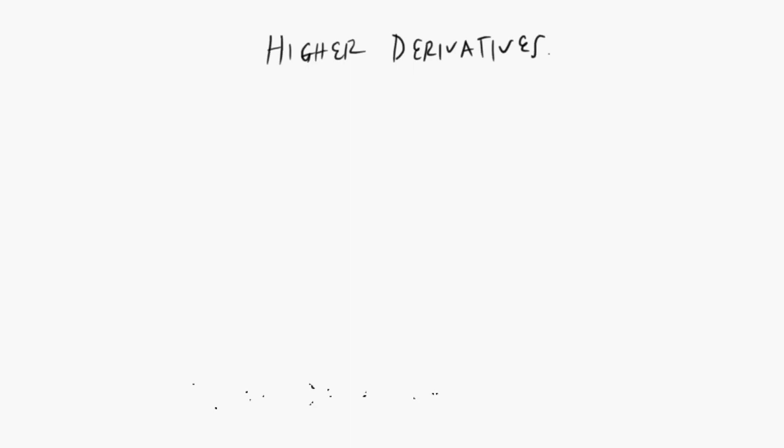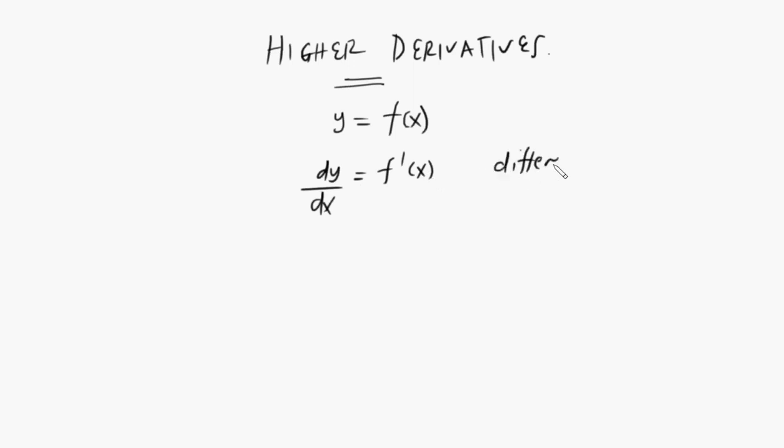Alright, welcome again in another tutorial of the topic differentiation. In this tutorial, we're going to see the concept of higher derivative. Let's say you have a function y is equal to f of x. Okay, so if I derive this function, I get the differential coefficient dy dx. This differential coefficient is also a function of x. So this one is what we call the differential coefficient.